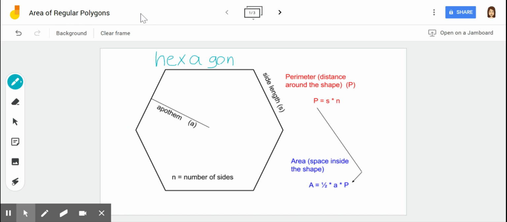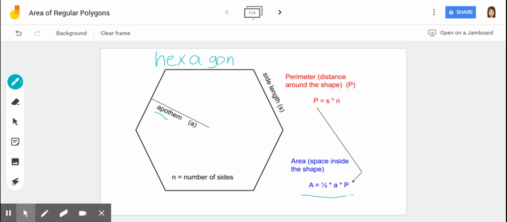Okay, we've looked at area for rectangles, triangles, circles. Today we are going to look at the area of a regular polygon, and it has this formula. The area is equal to 1/2 times the apothem, we'll talk about that in a minute, and times the perimeter. So let's start with some vocabulary.